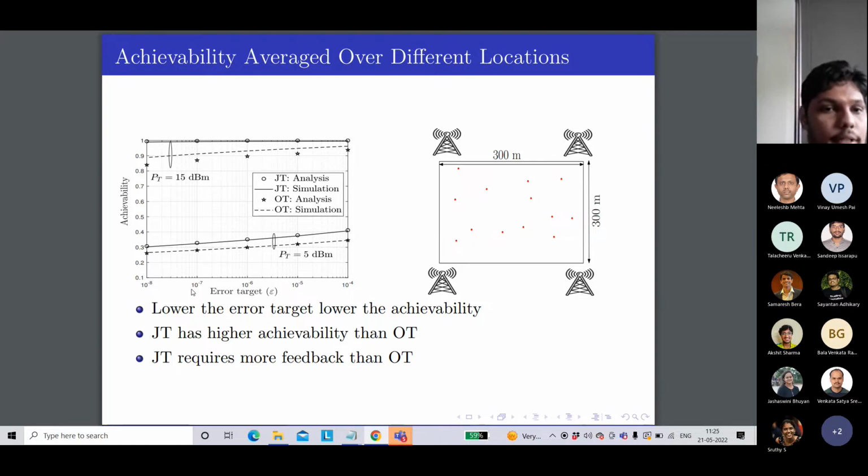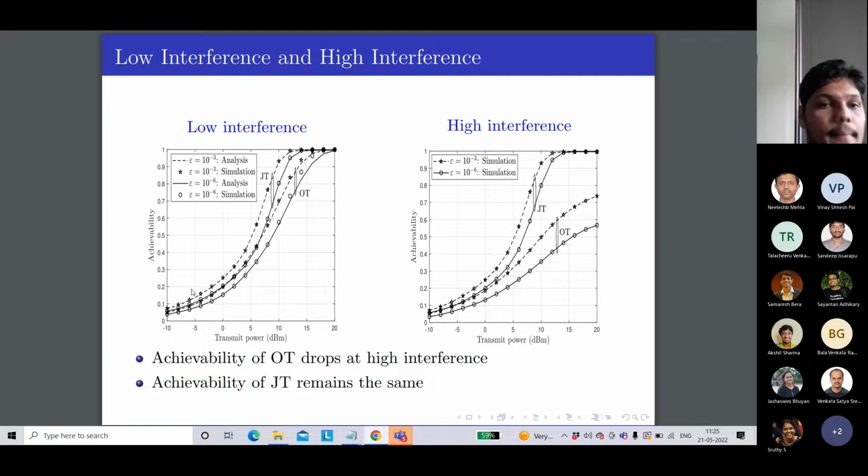Now let's see the effect of interference on achievability for both the OT and JT. So this is the low interference setting, and this is the high interference setting. We saw what they are. In the low interference setting, the URLLC packet will be transmitted without any interference. We plot it as a function of transmit power. As transmit power increases, the achievability increases because at higher transmit powers, you have good SNR.